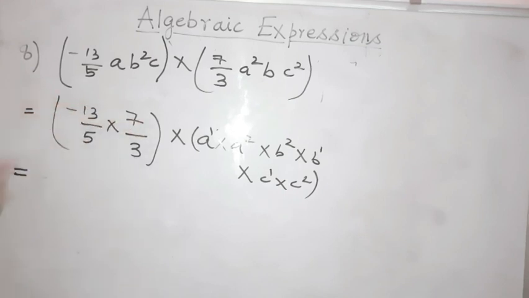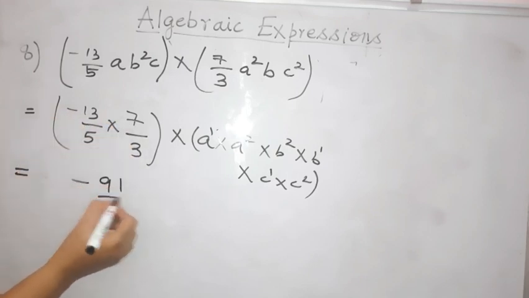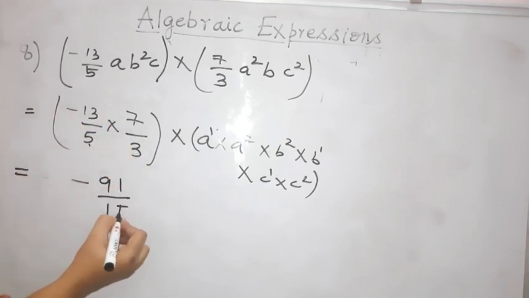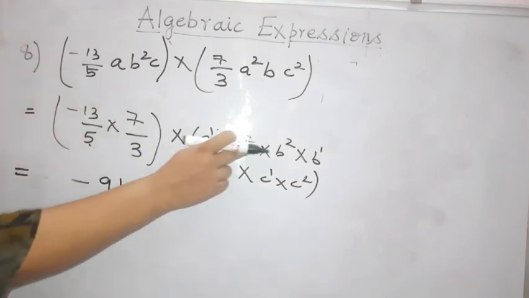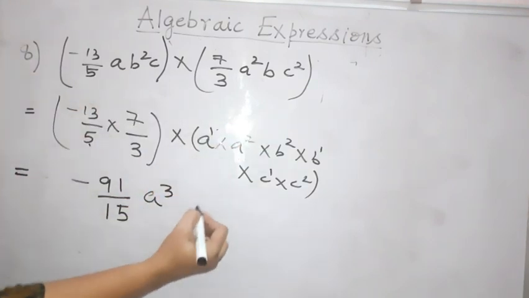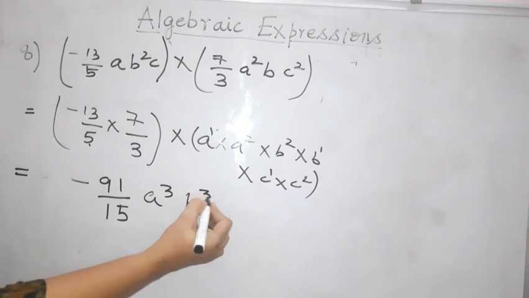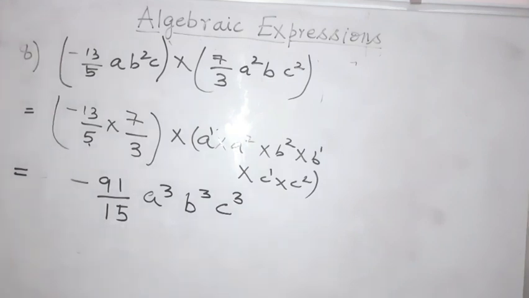13 sevens are 91, and since there is one negative and one positive, it is minus 91. 5 threes are 15. I have multiplied the numerators and the denominators of both the fractions. Now a to the power 1 multiplied by a square will be a to the power of 3. B square multiplied by b will be b to the power of 3. C multiplied by c square will be c to the power of 3. So the final answer is minus 91 upon 15 a cube, b cube and c cube.